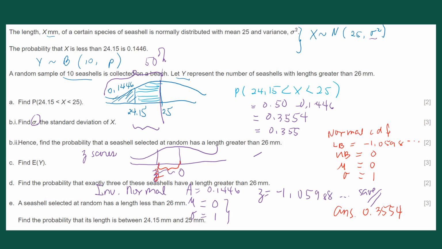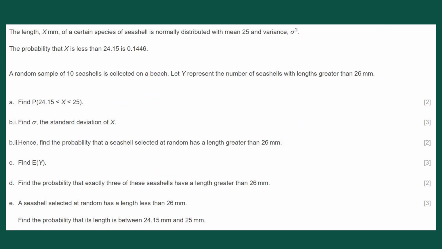Let's move to letter B. Let's solve letter B, point 1. Find the standard deviation of random variable x. So we will be using the formula for standard deviation, which is equal to raw score minus the mean over z. We have already solved z previously, so let us substitute the value.